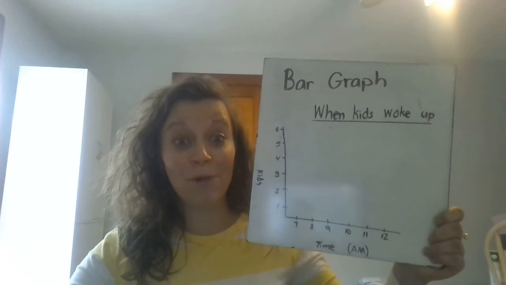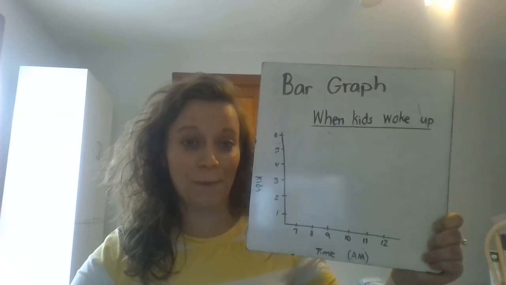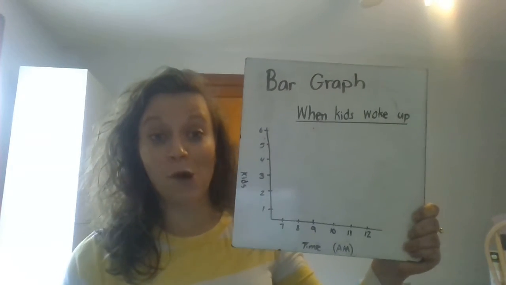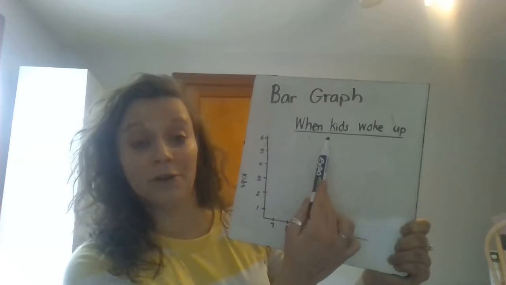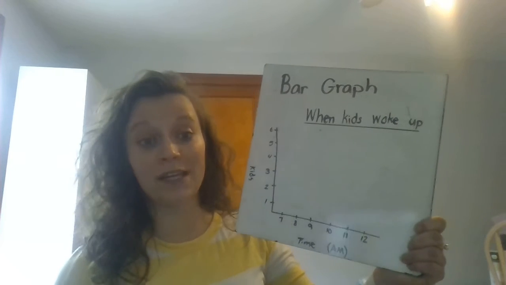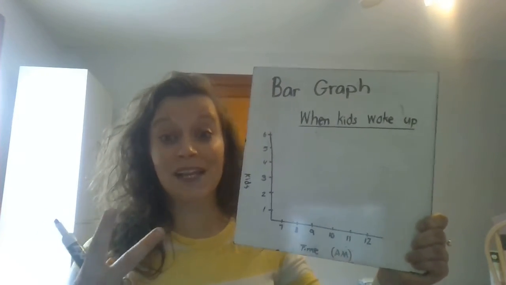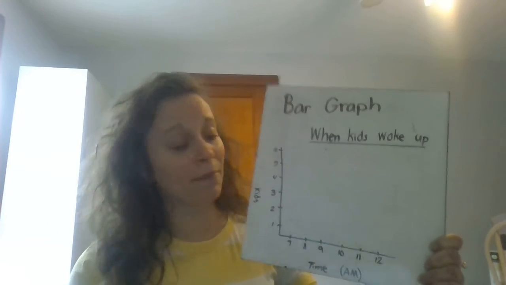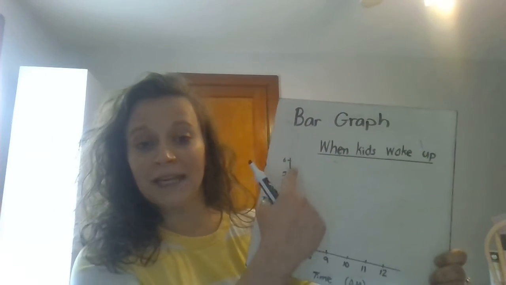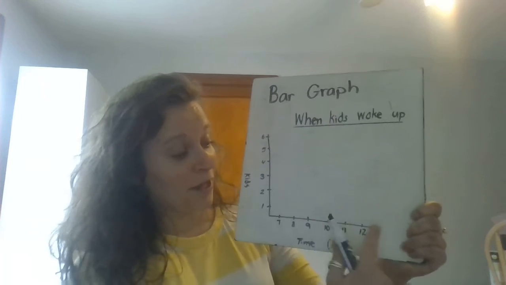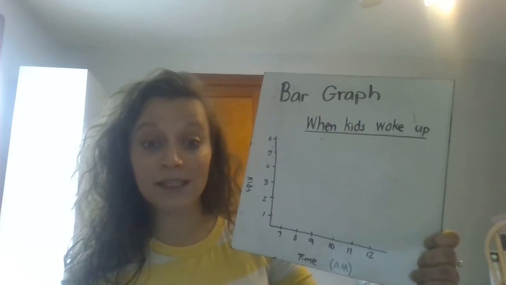So here's an example of one of our bar graphs of what it might look like. So a bar graph has some different components. The first thing we need to look at is our title. The title of this bar graph is When Kids Woke Up. Every bar graph you have either has a title or you're going to have to give it a title. I need to know what we're looking at. Then we have the up and down, we call it an axis, and then our side-to-side axis, and both of these get labeled as well.